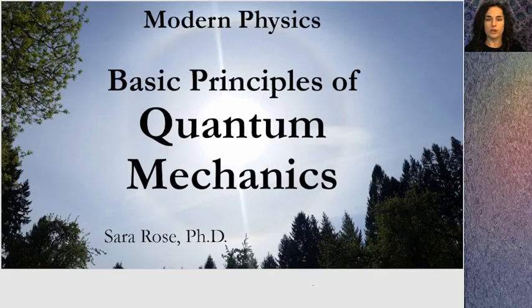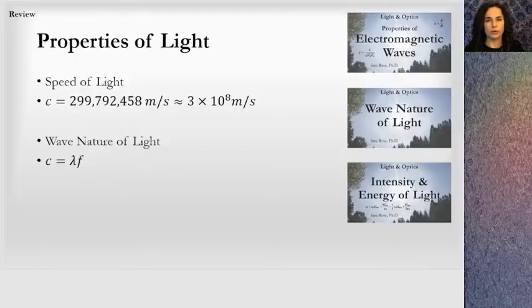This is a lesson on the basic principles of quantum mechanics in a unit on modern physics. I wanted to start this lesson by covering what we know about light, some properties of light, which you can go back and look at those videos for. But just to highlight that the speed of light we know as a given value, it's constant, and also that there's a wave nature to light where we relate the wavelength and the frequency to the speed of the wave, which happens to be the speed of light in this situation.